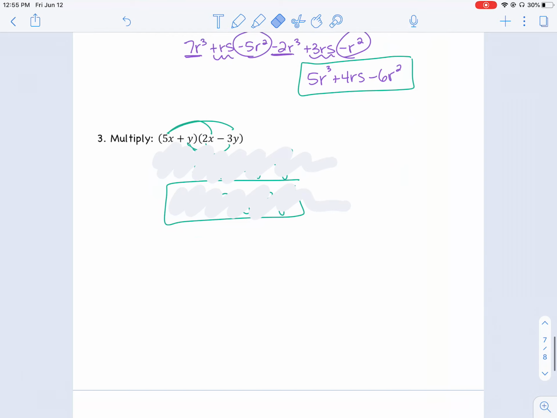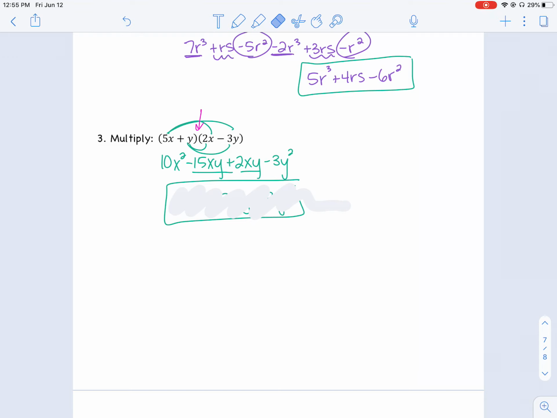All right, number 3 looks a little bit different. Number 3 has my parentheses right next to each other, which means I'm multiplying now, a little bit different than adding or subtracting. I'm going to distribute the 5x to every term in the second parentheses and the y to every term in the second parentheses. Remember, when we multiply, we really add the exponents. I ended up getting 10x squared minus 15xy plus 2xy minus 3y squared.